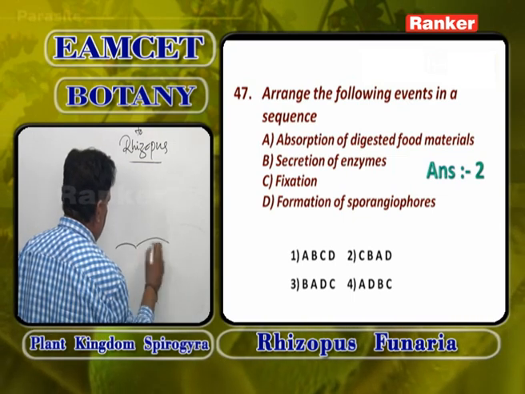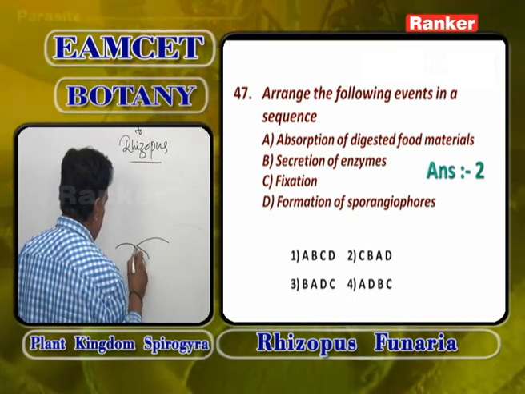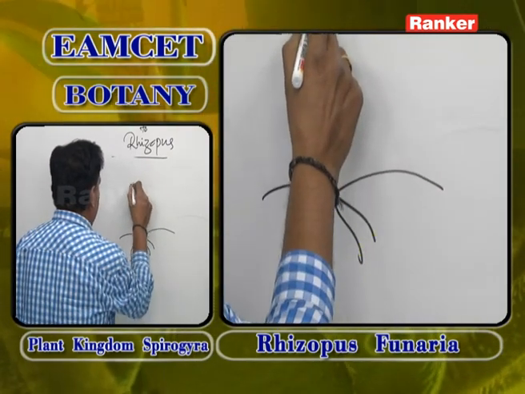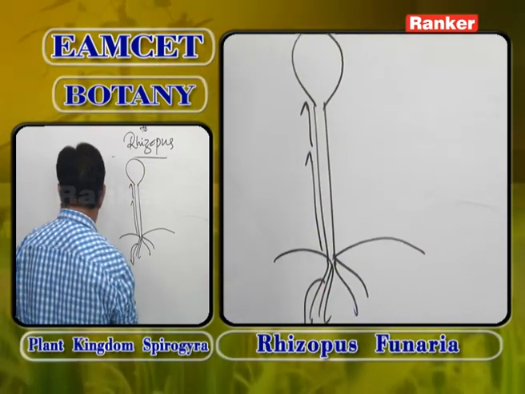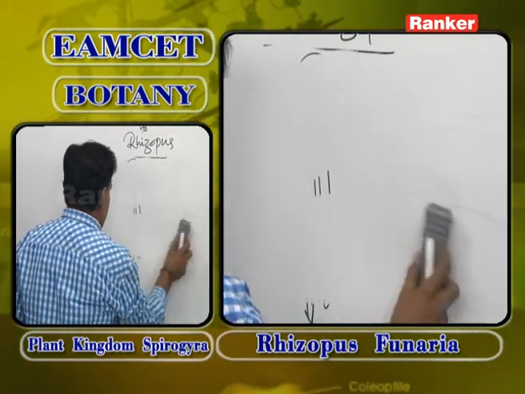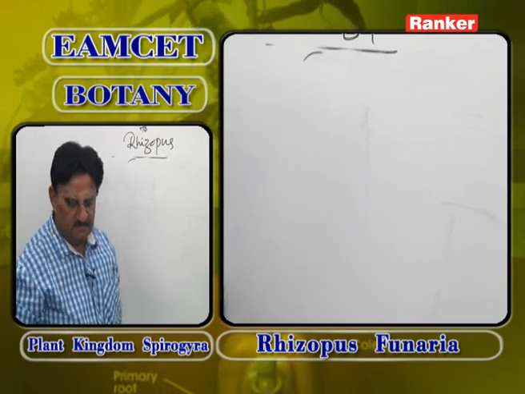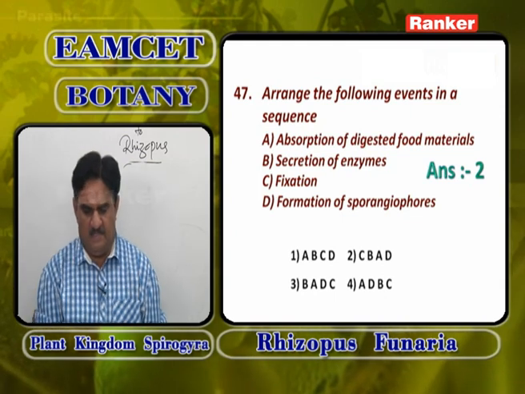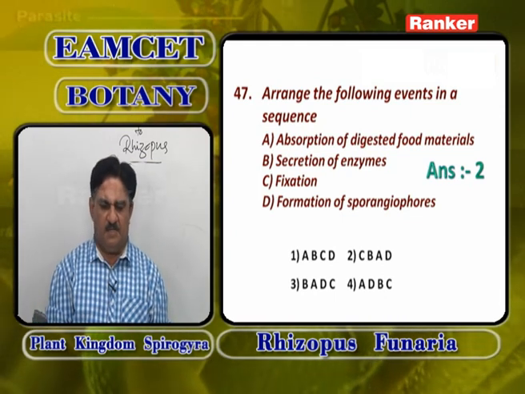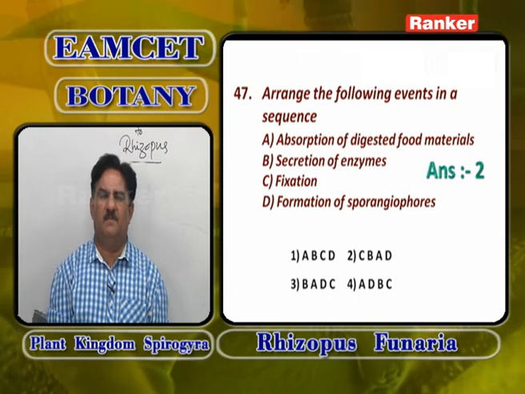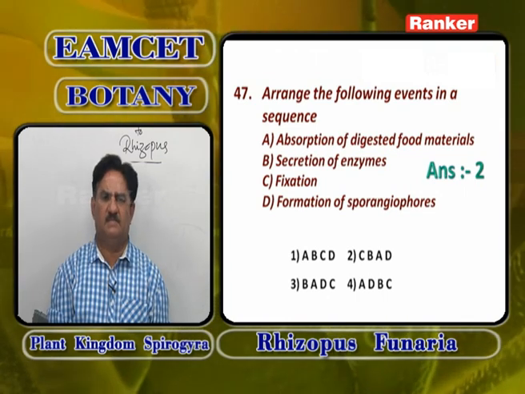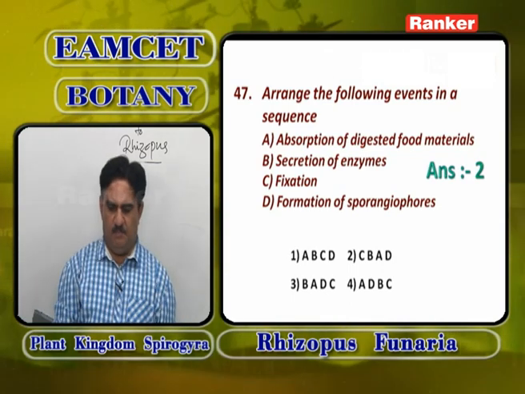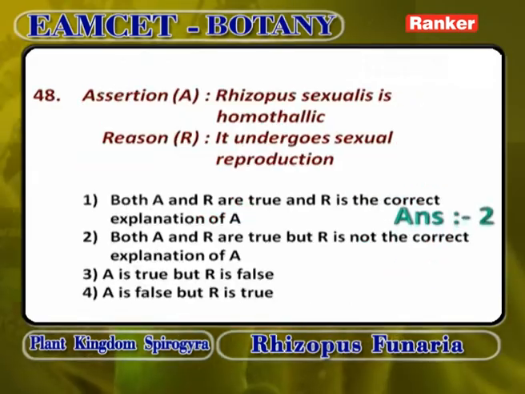First stolons are formed. Then rhizoids are formed. Then rhizoids secrete enzymes. Then sporangiophores are formed. Food material moves to the tip and ultimately the sporangium is formed. So, first is fixation with the help of rhizoids. Then secretion of enzymes. Then absorption of digested food material. Finally formation of sporangia. These are all the stages which occur in sequence during asexual reproduction in Rhizopus. So, C, B, A, D will be the answer.